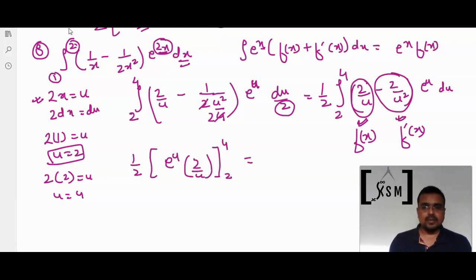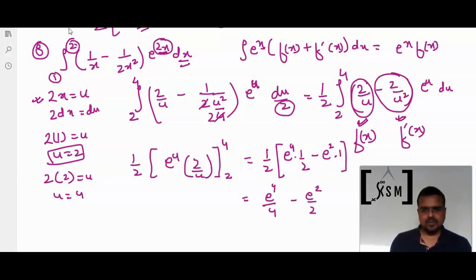First we apply the upper limit. So it is e to the power 4 times 2 over 4, which is 1 over 2. Minus, then we apply the lower limit, e to the power 2. And yeah, that is our simplification. We are breaking the bracket, e to the power 4 over 4 minus e squared over 2, my answer, right? Hope it is clear. Let's try the next question.